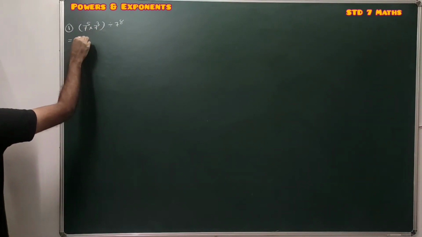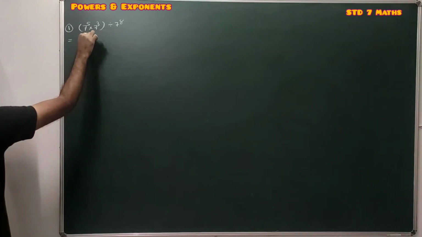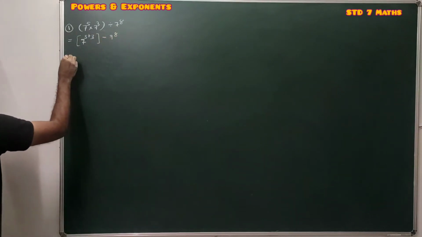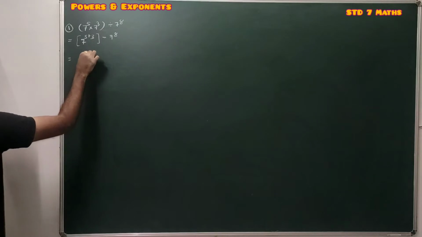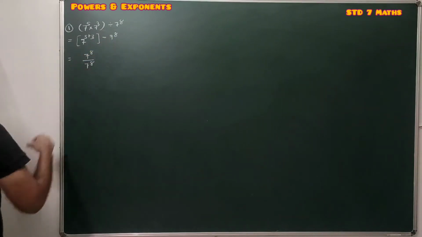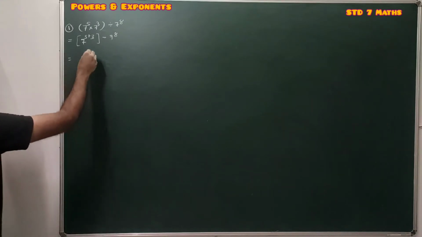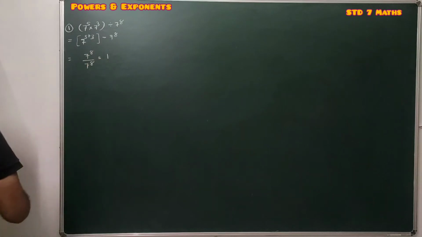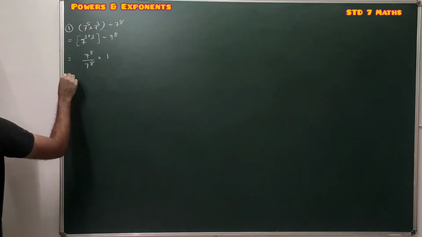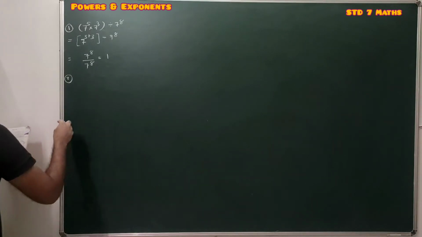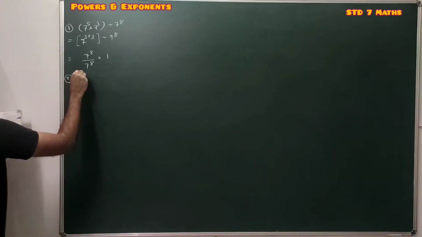So this will be 7 raised to 5 plus 3 divided by 7 raised to 8. So this one is 7 raised to 5 plus 3, which is 8, divided by 7 raised to 8 in the denominator. The powers are equal, so that is equal to 1. So the value of this expression of question number 1 is 1. Done? Now question number 2.